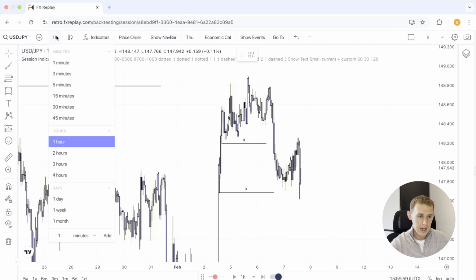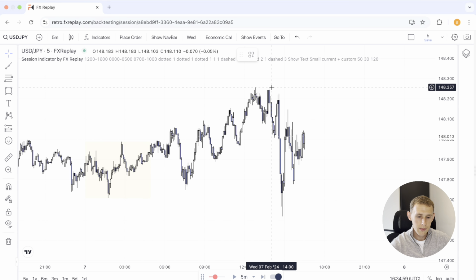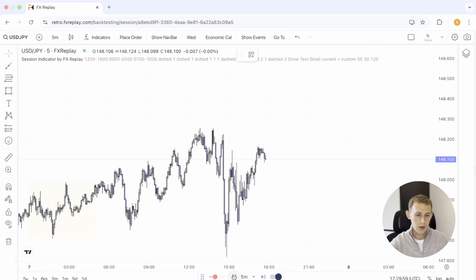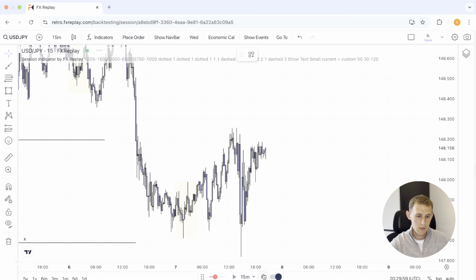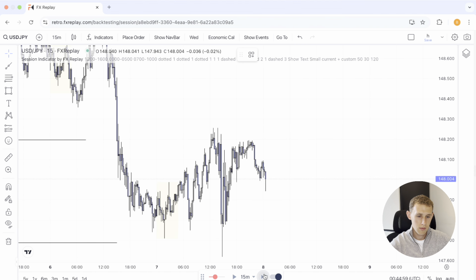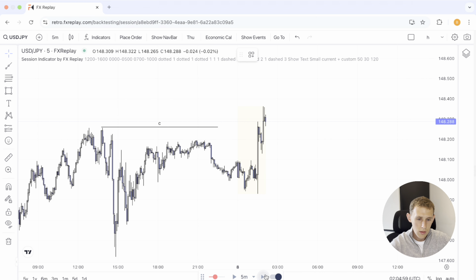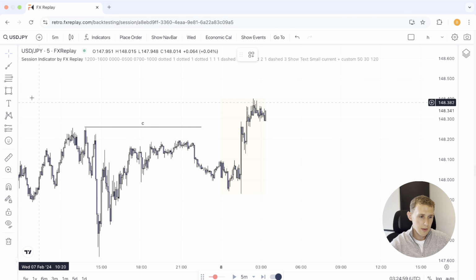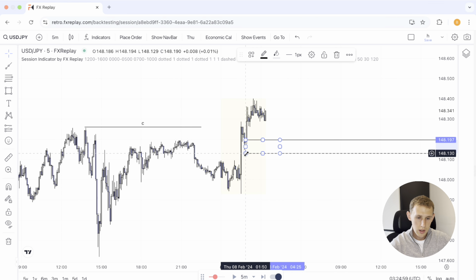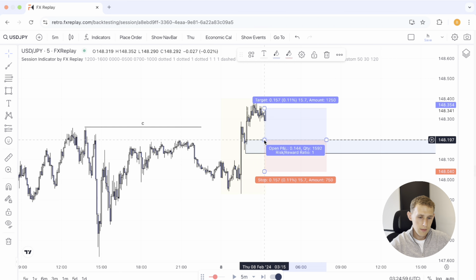Right, there we go. So we've seen exactly that. For the change of character, we need to see this high broken, which looks likely. Right, there we go. That's what I was waiting for. Okay, so in terms of entries, I would look for a pullback into this region. Now that we've seen another breaker structure and some liquidity form above it, so I'll set my limit there.